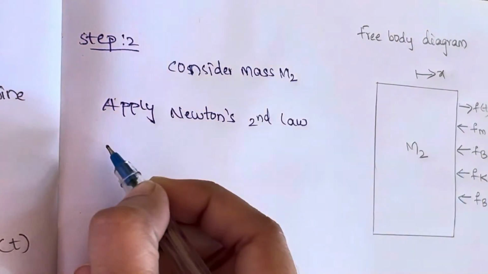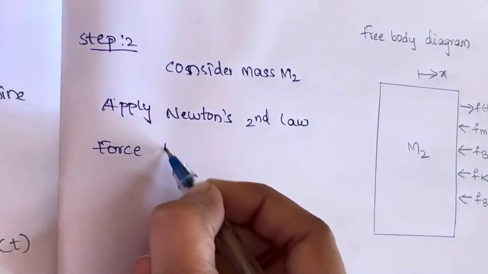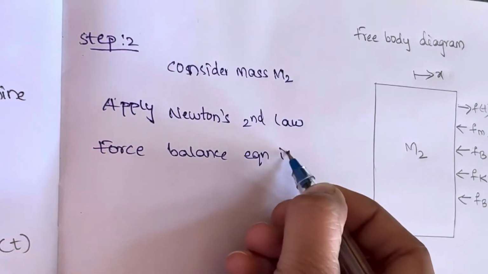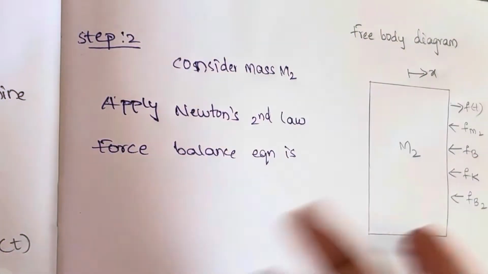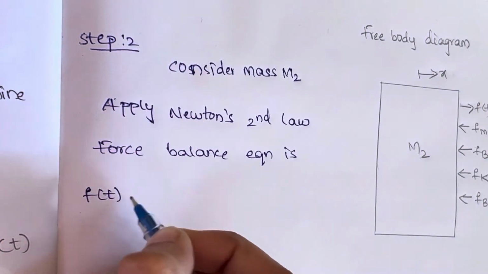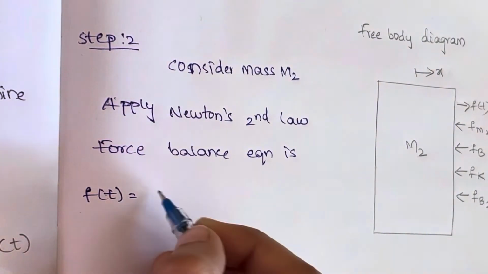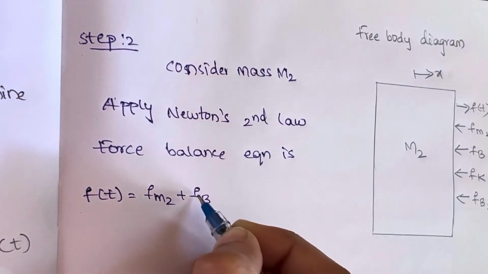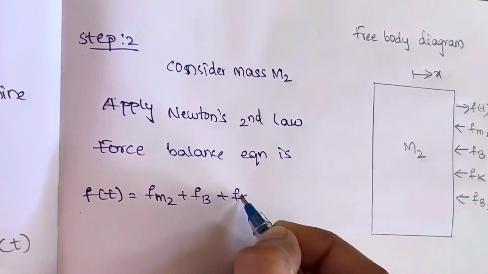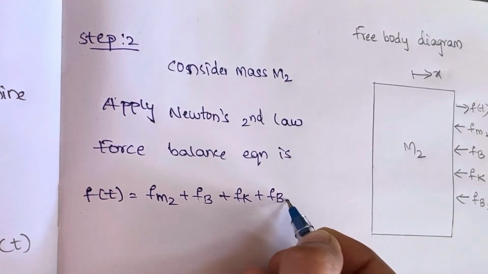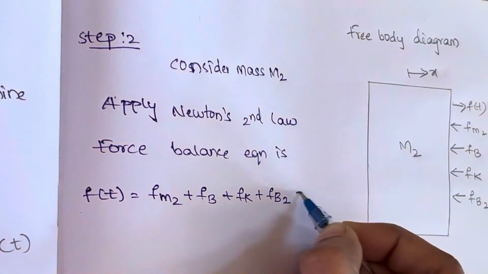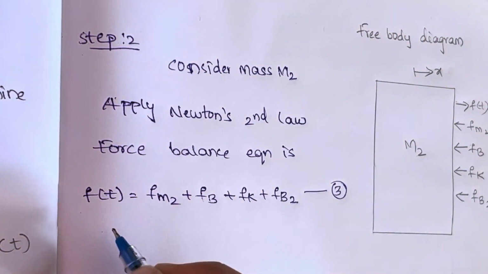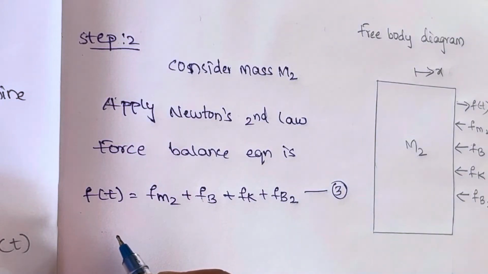So the force balance equation is what we have: f of t equals fm2 plus fb plus fk plus fb2. So this is equation number 3, let us assume. So now the differential equation form for this.